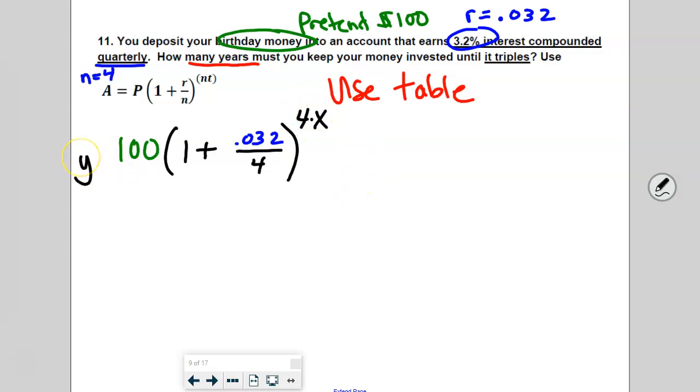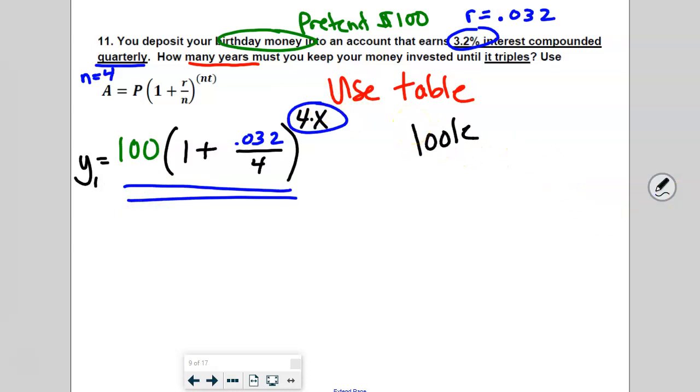So our next task is to get this typed into y1. So if we type that into y1, this whole function here, and please, for goodness sake, don't forget your x up here. When we go to our table, we're going to look for our money tripling, right? It said triples. So we're going to need to look for about $300 in the y.